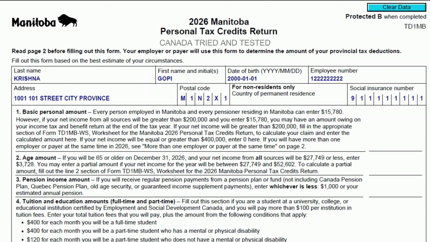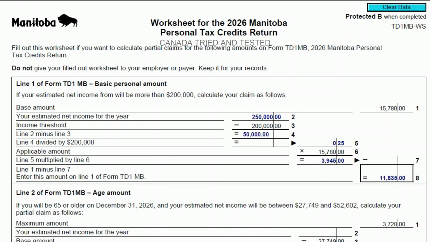If your net income is less than 200,000, that is 200K, enter 15,780. And if your net income for 2026 is more than 400K, in that case, enter 0. And if it is above 200K, in that case, you'll use the worksheet. See, consider your salary is 250K, and here the income threshold is 200K. We talked about this earlier.